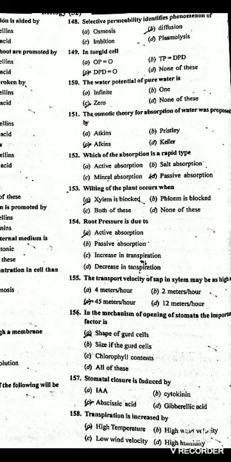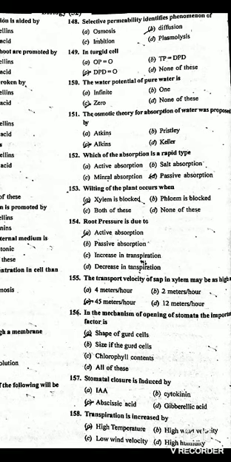148, the selective permeability identifies the phenomenon of option B, diffusion. 149, in turgid cells, option C, DPD is equal to 0. 150, the water potential of pure water is option C, 0. 151, the osmotic theory for absorption of water was proposed by option C, Atkins. 152, which absorption is a rapid type?